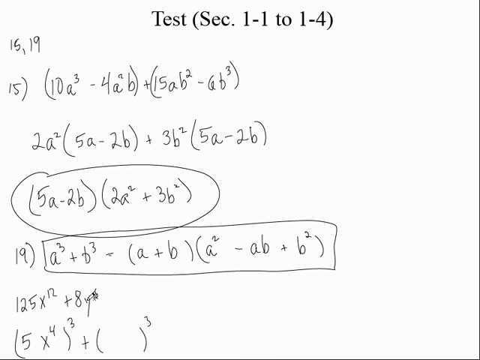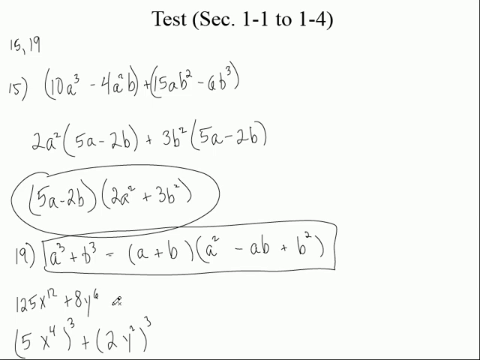What's being cubed to give you this stuff? What's being cubed to give you 8? 2. 2 cubed is 8. That's a number you have to have memorized. Absolutely. We've talked about that enough. 2 cubed is 8. What about y to the 6th? What cubed is going to be y to the 6th? y squared, right? Because 2 times 3 is 6, isn't it?